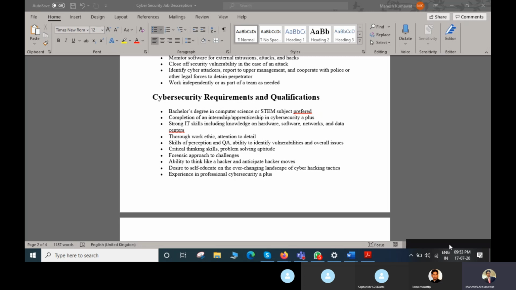Okay. Okay, perfect. Work ethic and attention to detail, no problem. Skill of perception of QA, ability to identify vulnerabilities or issues. Yes, you are going to study. Critical thinking skills, problem solving aptitude. Yes, you have. A forensic approach to the challenges.